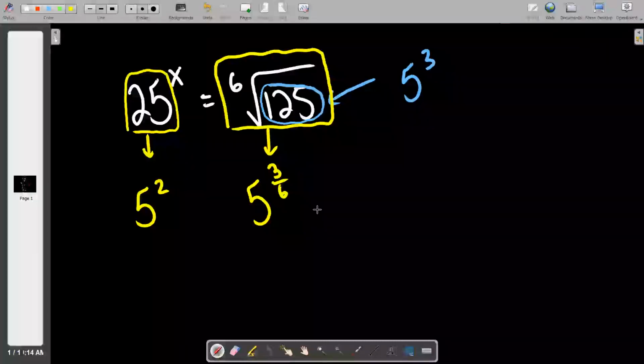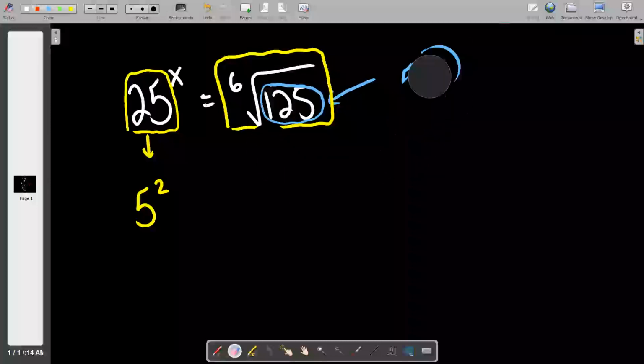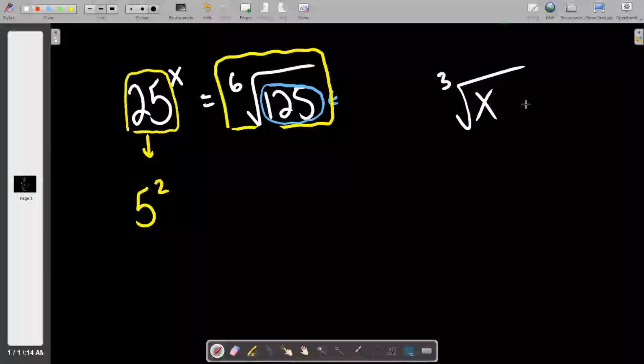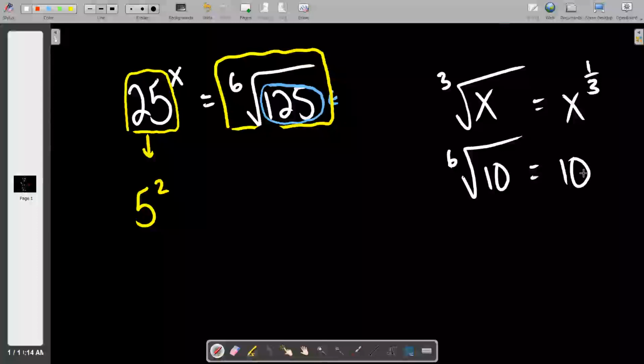So what's happening is, remember that 125? Thank you for stopping me there. Maybe I went a little too fast. Okay, so 125, do you remember how if I took x and took the third root of it, that's the same as x to the 1/3? And if I had the 6th root of 10, that's the same as 10 to the 1/6, right? Okay, so let me go a little slower here, and let me take this green box.